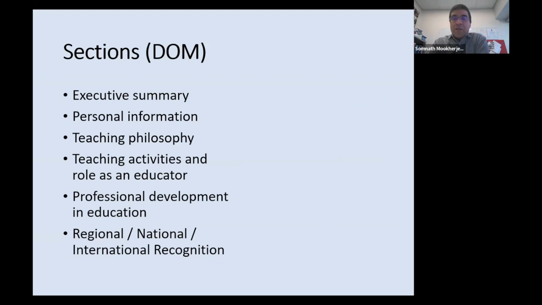And so here are the sections. Let's talk about what this thing actually looks like. These are the major sections that are mandatory for a teaching portfolio: the executive summary, personal information, teaching philosophy, teaching activities and role as an educator, professional development, and then this nebulous thing called recognition.